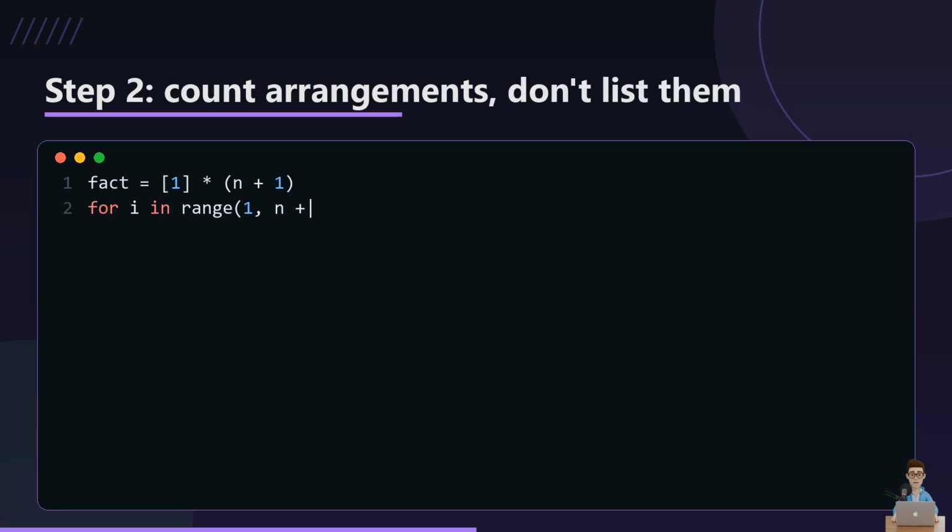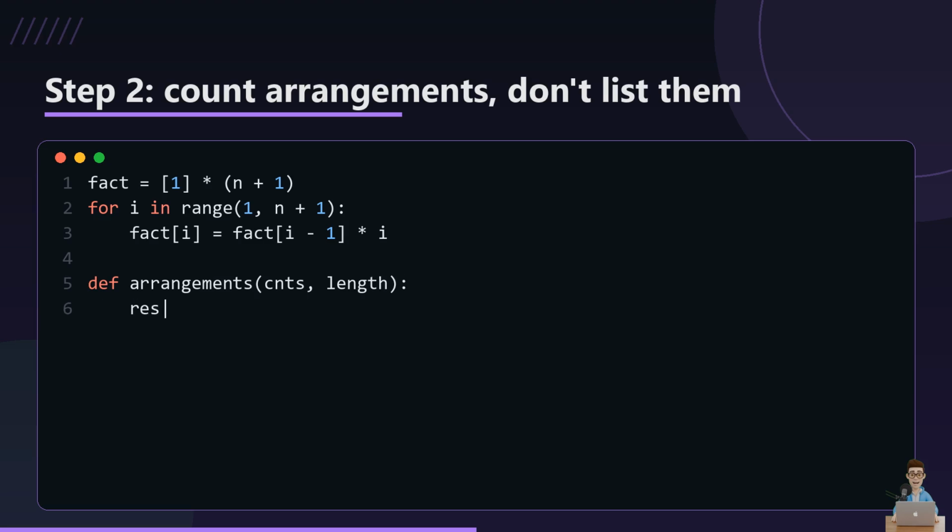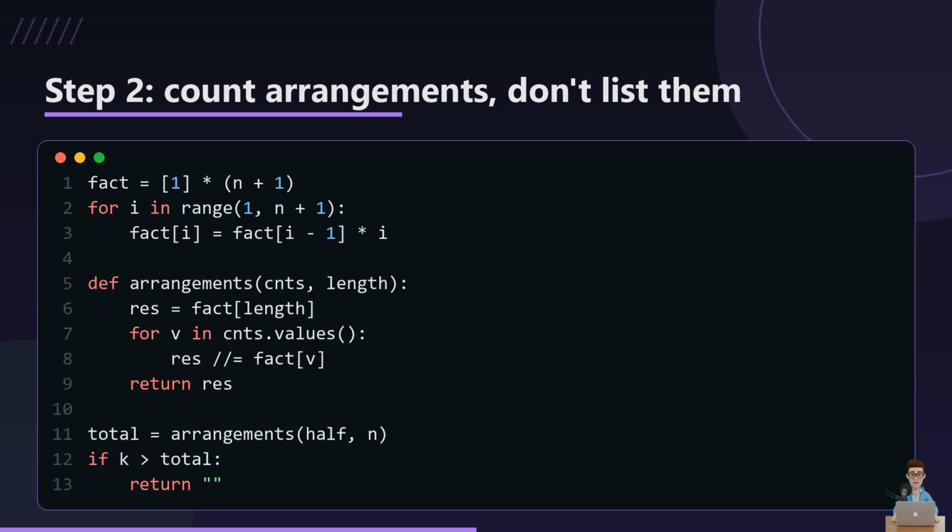Here's the part that feels like magic the first time you see it. There's a math formula that tells you exactly how many different ways you can arrange a group of letters, just from counting them, without ever writing any of the arrangements out. We use that formula to instantly check: does a kth arrangement even exist?